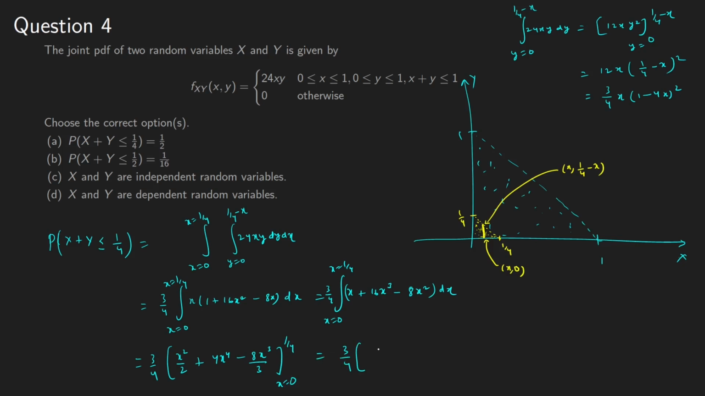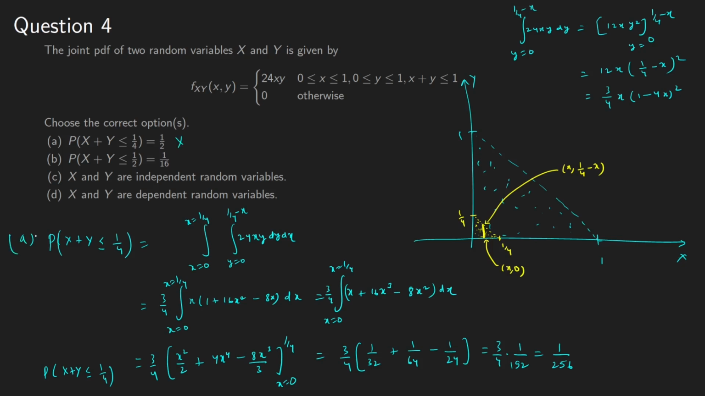So it will be 1/32 plus 1/64 minus 1/24. If you simplify all of this, you will get 3/4 times 1/192, that will be equal to 1/256. So this is the probability that x plus y is less than or equal to 1/4. So clearly it is not equal to 1/2, so the first option is incorrect. So we checked this for option number 1.